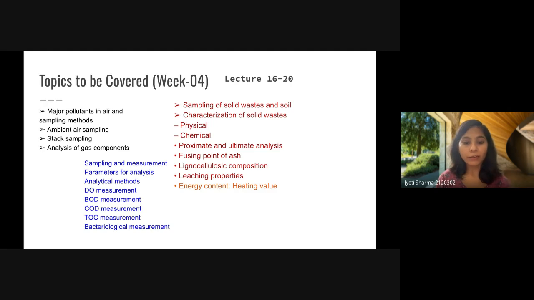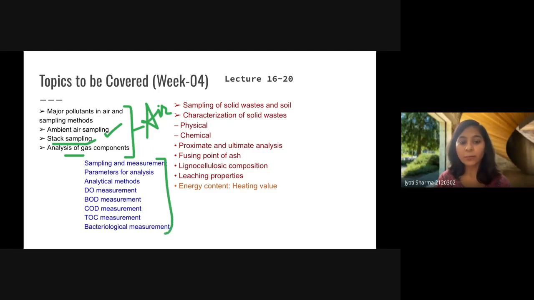The first part, if you can see here, is related to the air. We will see how we can sample the air and what different methods of sampling we have. Some pollutants come from chimneys as well, so this will come under stack sampling. Then we have to analyze that gas component. So this is the part of air.